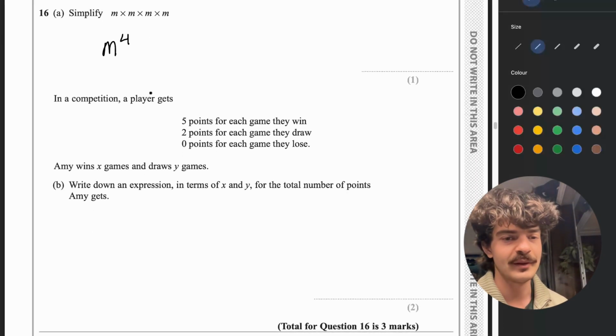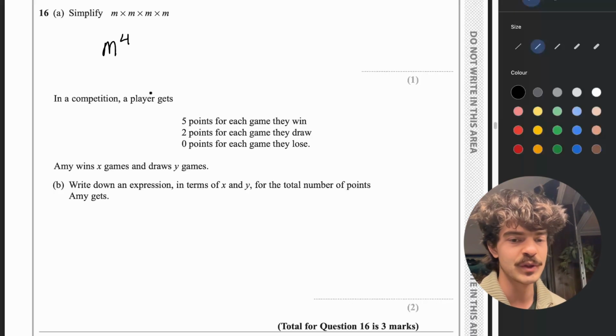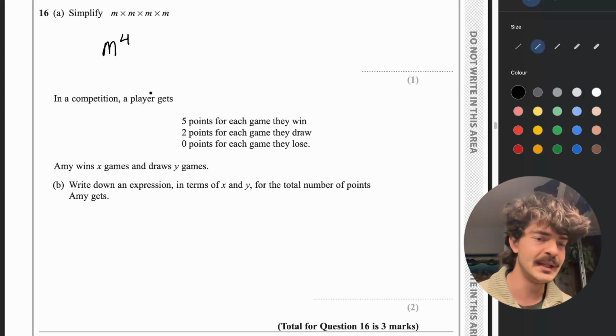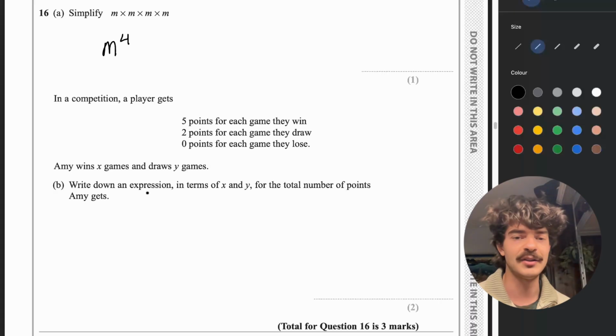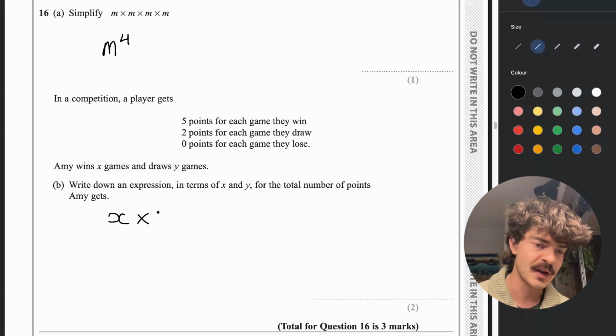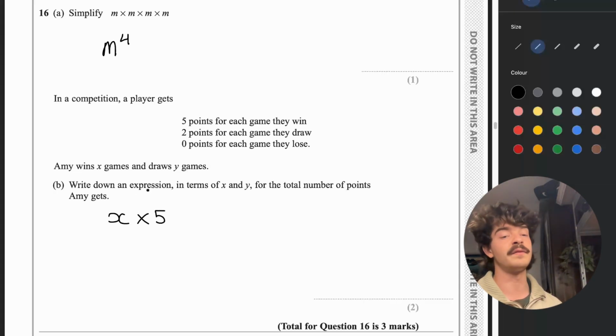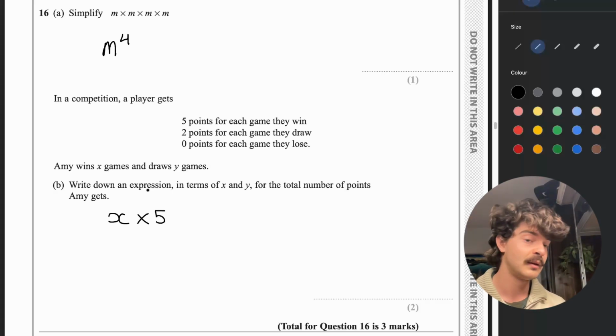In a competition, a player gets 5 points if they win a game, 2 points if they draw, and 0 points if they lose. Amy wins X games and draws Y games. Write down an expression in terms of X and Y for the total number of points she scored. Cool. Well, if she wins X games and she gets 5 points for every winning game, she's going to get X times by 5 points, right? So imagine this like a machine. If I've won 4 games, I'd replace X with 4 and multiply it by 5, 20, right?